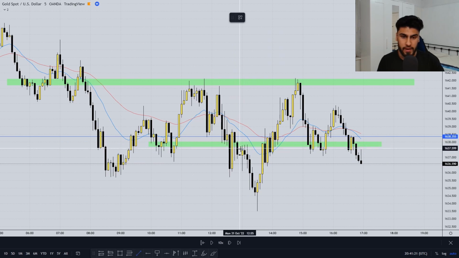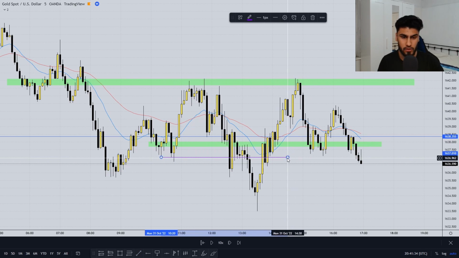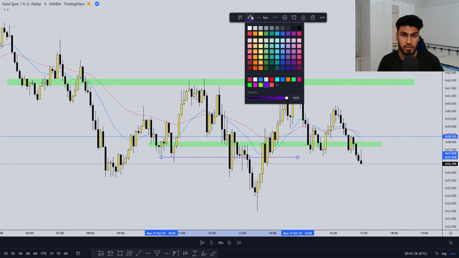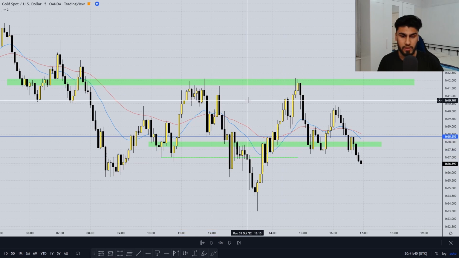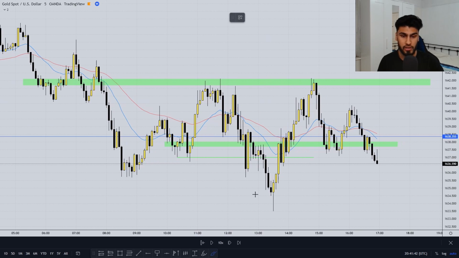Once we started breaking down, this is where I'm starting to think, okay, this setup may no longer be valid due to the fact that we're breaking these lows over here. The low I was specifically looking at was this one over here, and the reason I'm looking at this low is if we cannot sustain above this low and hold above it, then that means my setup is no longer valid. But as you can see, we formed this sort of V shape. This is basically implying a fake out.